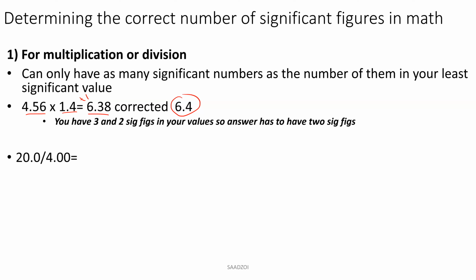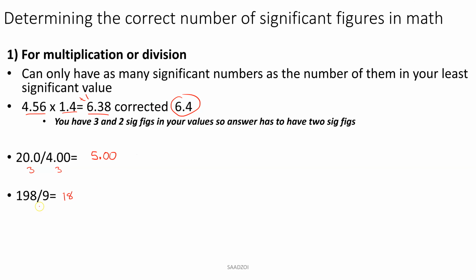Dividing, same concept. We have 1, 2, 3 sig figs here. We have 3 here, so our answer also has to have 3. So how do we do that? Well, we're just going to go 20 divided by 4, which is 5. 5 is not the correct answer because I have to have 3 sig figs. So where are the other sig figs? Your zeros. Here, 198 divided by 9.